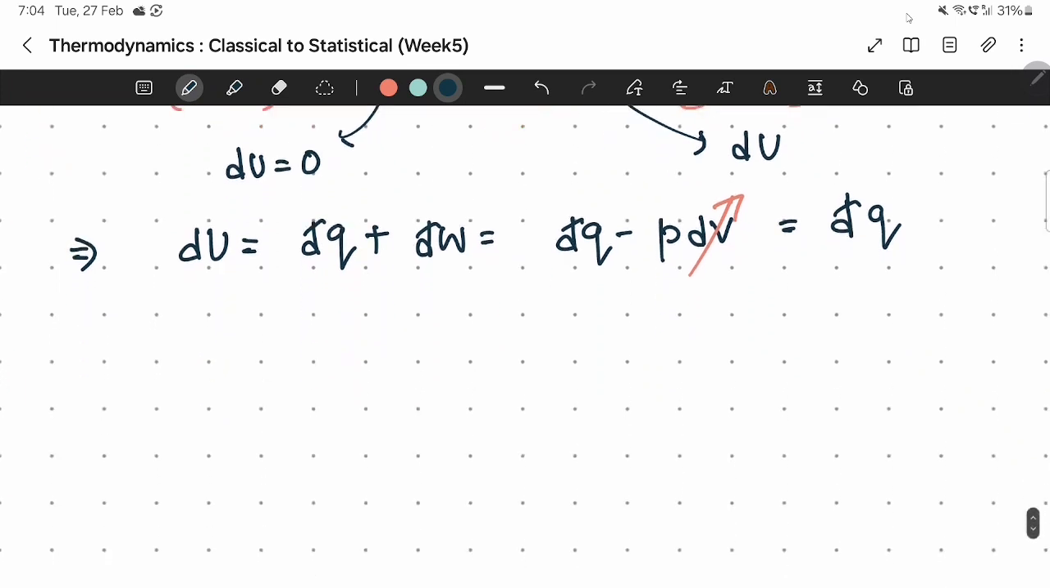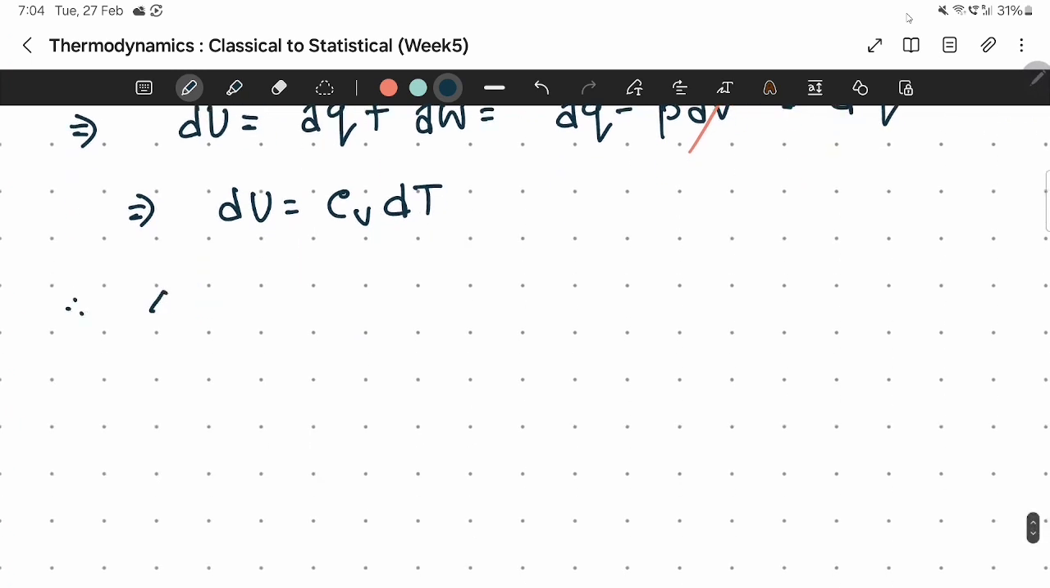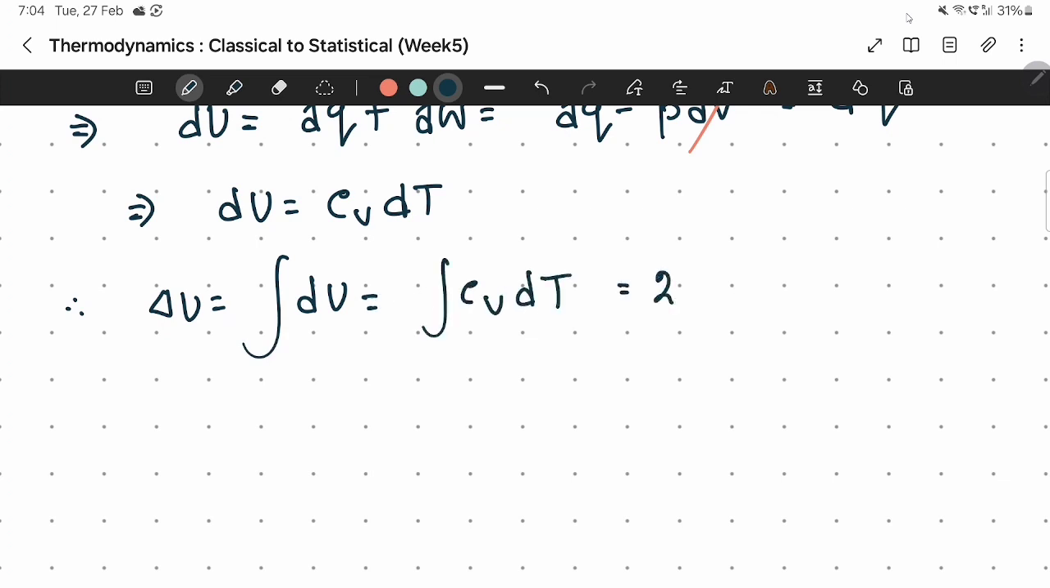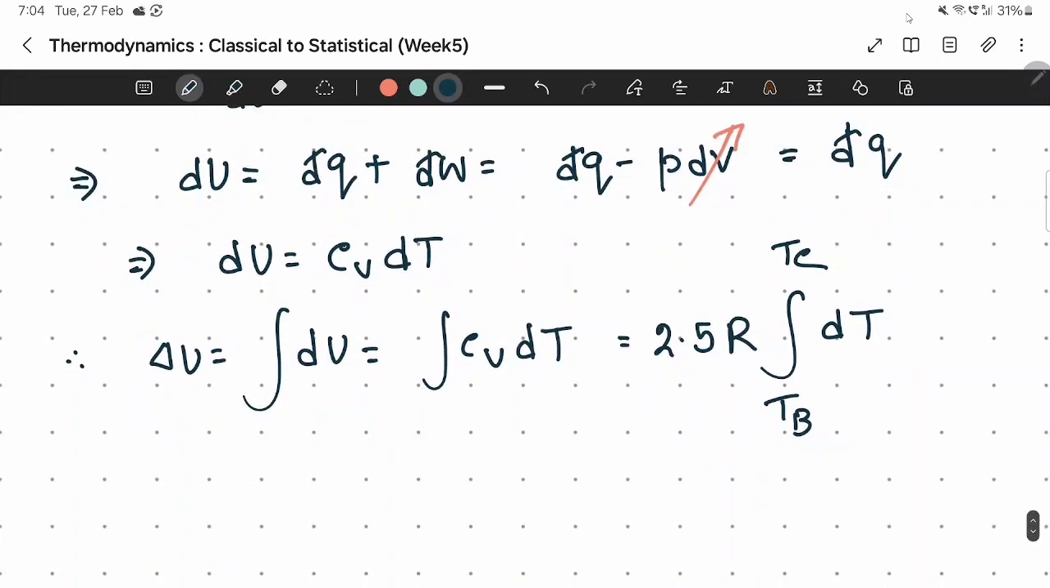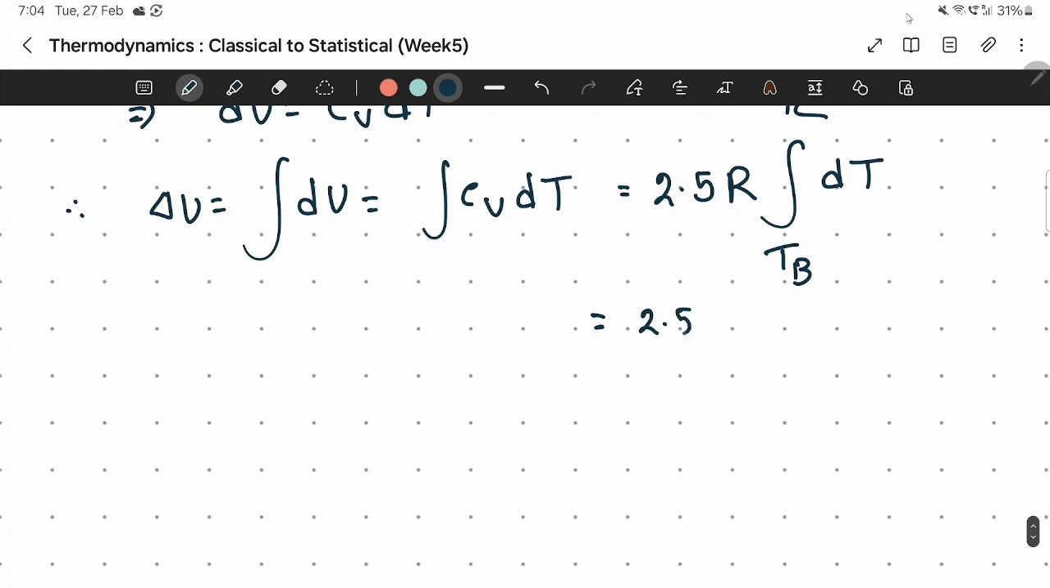Or we can write it: we know đQ is eventually CV dT. So CV we know, dT we have to find out, so we just have to integrate. Let me do it this way. ΔU will be the integral of CV dT, and CV is constant, 2.5 R, that is given. So we have to find dT for this process from TB to TC. So TB and TC we have to find out, then we can do it. So this is just 2.5 R times (TC minus TB).